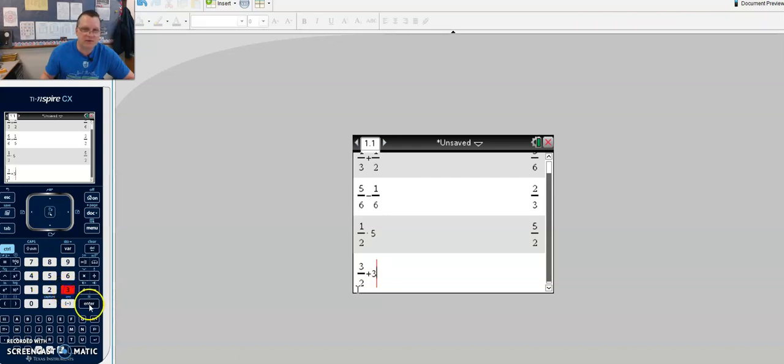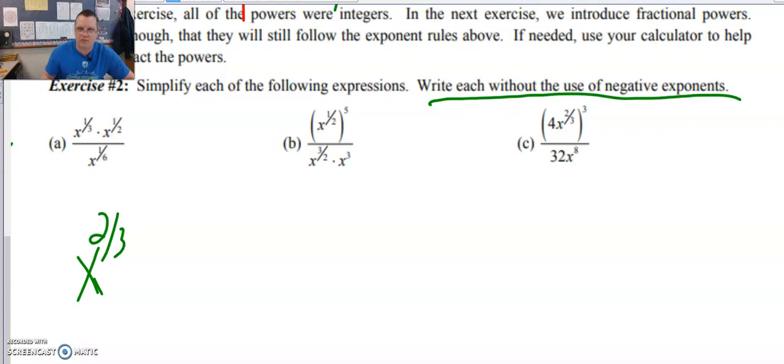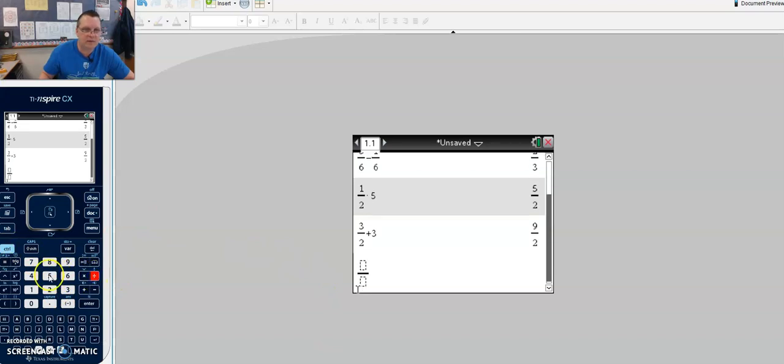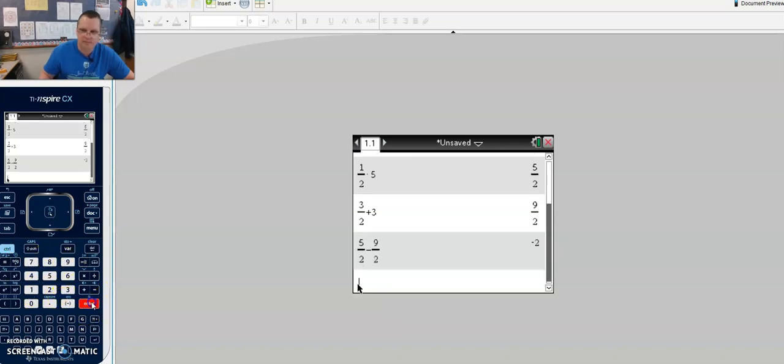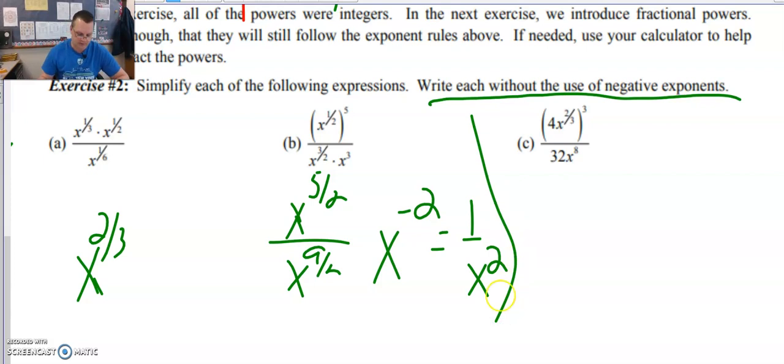So again, sometimes it's confusing with these fractions, so go ahead and use the calculator to your advantage. That would make it x to the 5/2 all over x to the 9/2. And then you would do your 5/2 minus, and I just bring down that answer, the 9/2, and you get -2. So we have x to the -2, which is 1 over x squared. So use the calculator to your advantage.